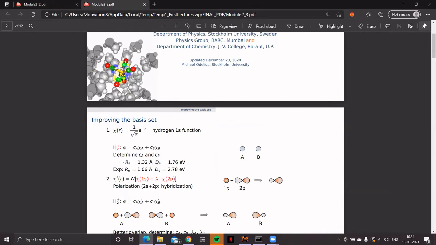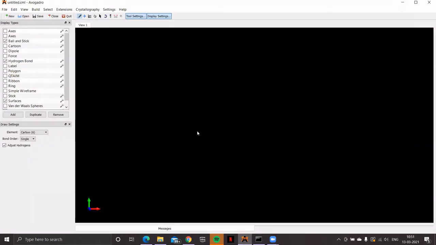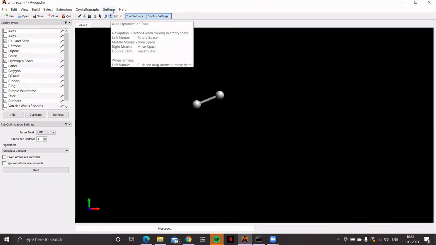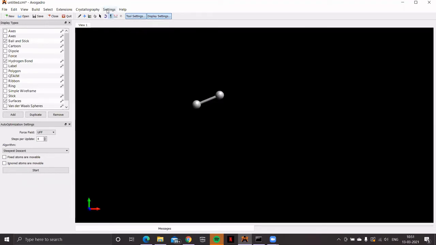So let's first create a hydrogen molecule ion. So go to element drop down menu, choose hydrogen, click and drag. Now we have H2. The first thing we'll try to do is auto optimization, molecular mechanics based. Now what it will do, it will change the bond length at which the potential energy is minimum and the change in energy becomes zero.